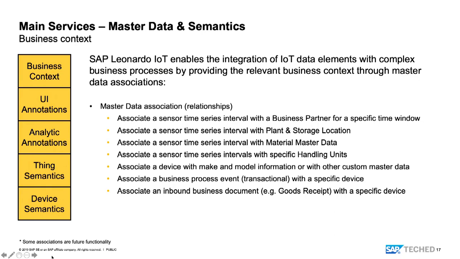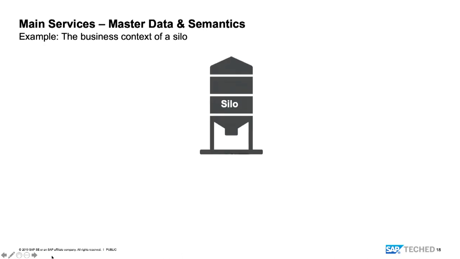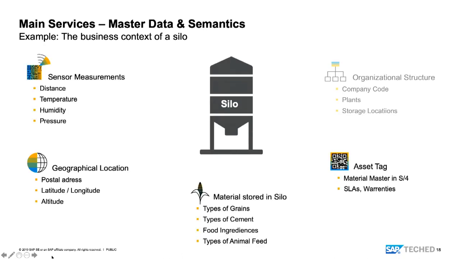For example, you can say for a given time frame, there is a business partner associated with the time series data, and that can change over time, as I said. But that's also for the storage location and all the other stuff that you see in these bullet points. To become a bit more concrete, let's go to this slide.